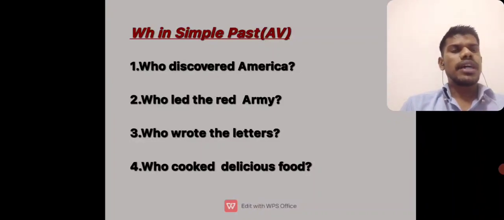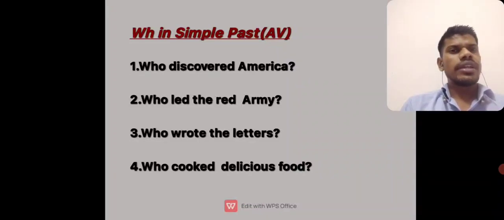Who discovered America? Second question, who led the Red Army? Third one, who wrote the letters? And fourth one, who cooked delicious food? Here, let us keep one structure in our mind for WH simple past: WH word plus V2 plus object plus question mark.